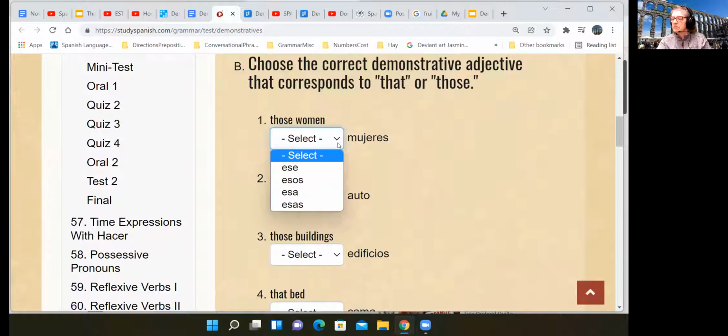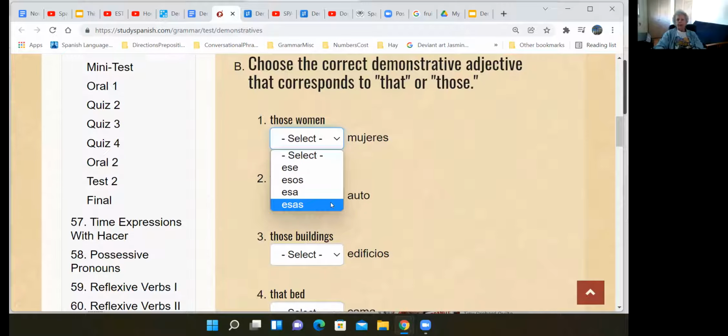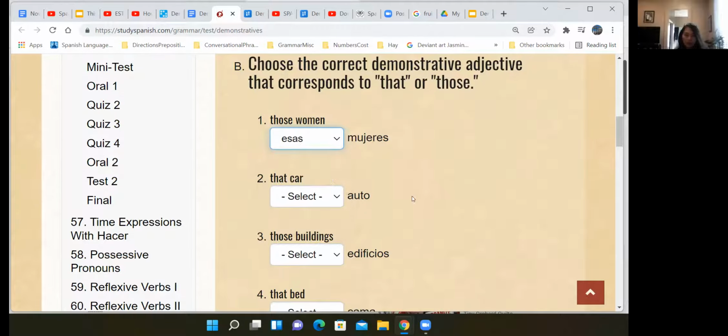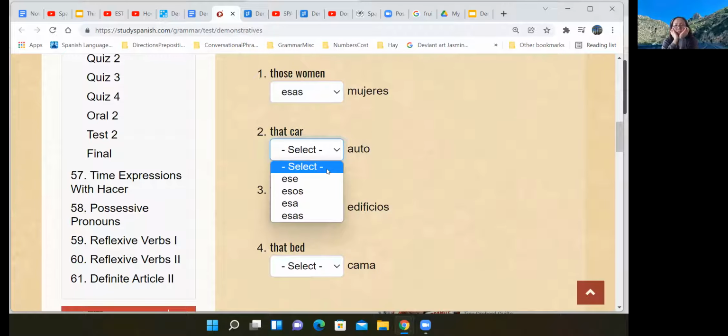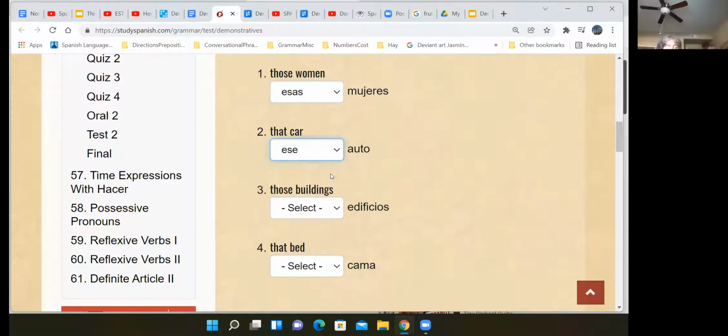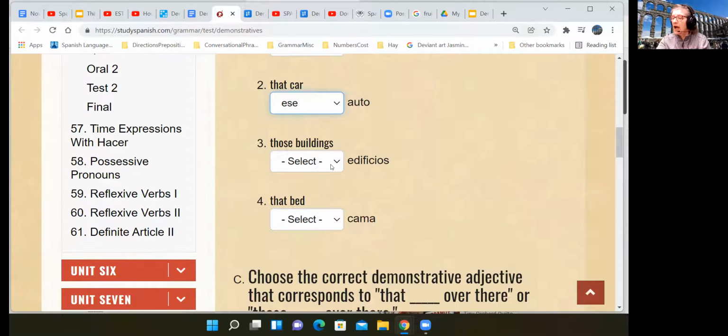Those women, esas mujeres. Those and that, no T goes. So we're looking at no T here. That car, ese auto. Ese carro, ese automóvil, or ese coche. There are different words for car depending on where you live. They may use regionally different words.